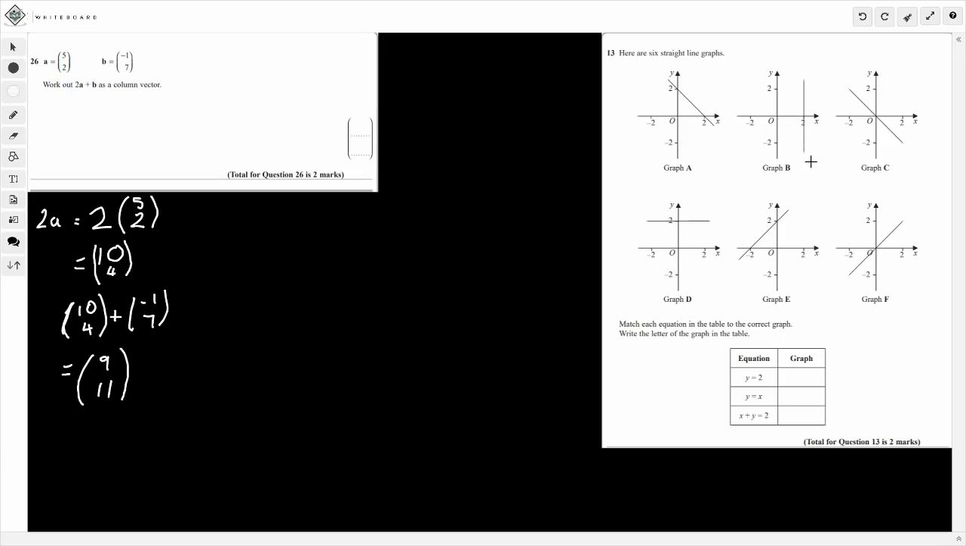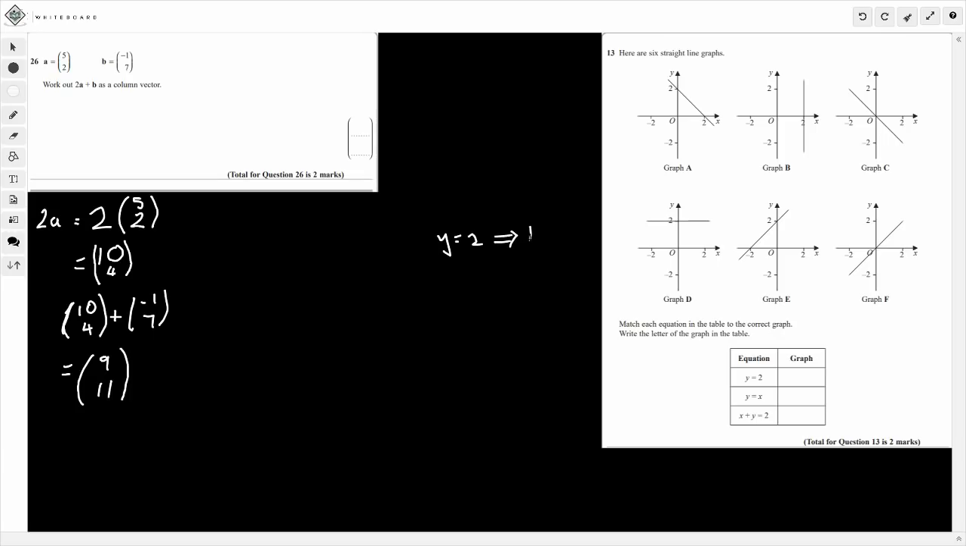Well, it can't be graph B, and the reason is because if I pick this point here, this is x is 2, but y is 0. But the graph y equals 2 means every point on that line, y is equal to 2. So if I did it on this one, for example here, this is x is 2, y is 2. X is minus 2, y is 2. So straight away, y equals 2. That is the graph D.